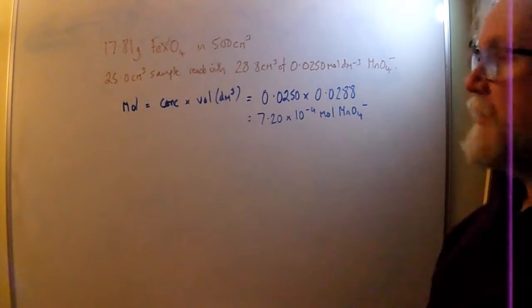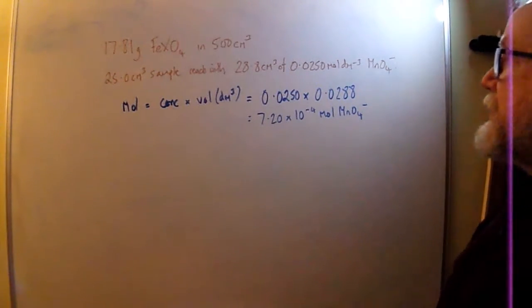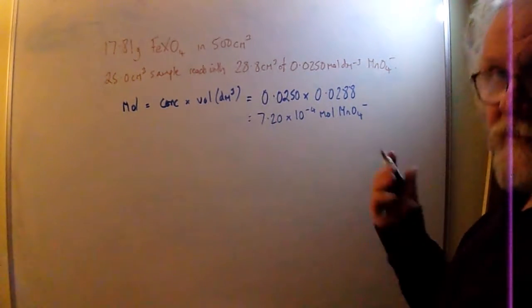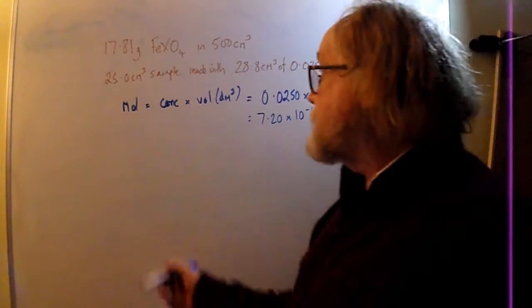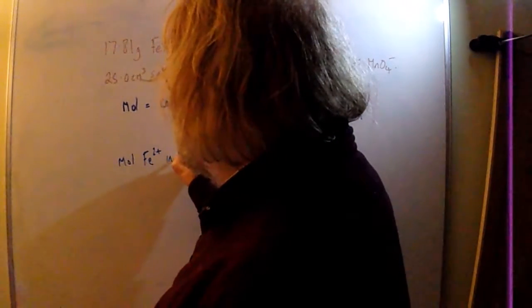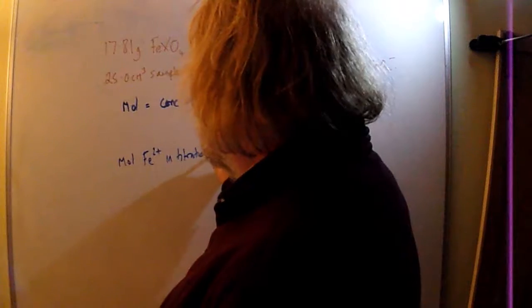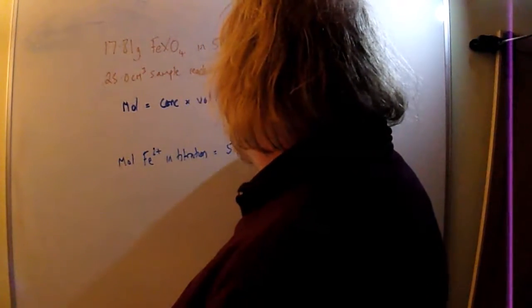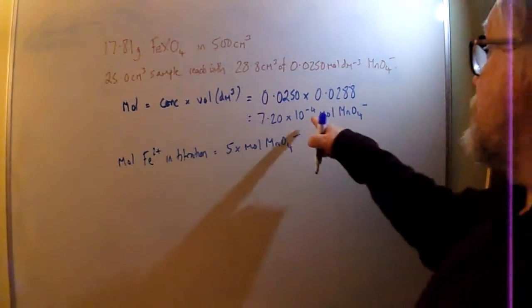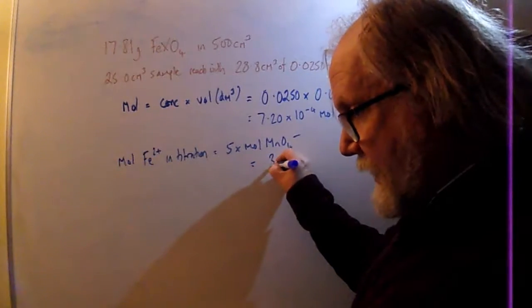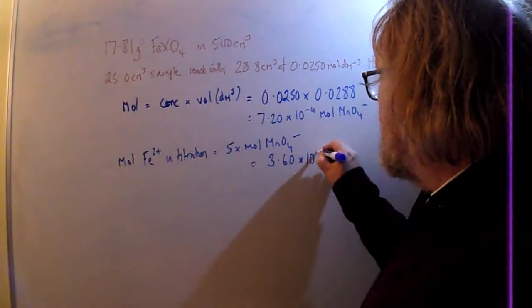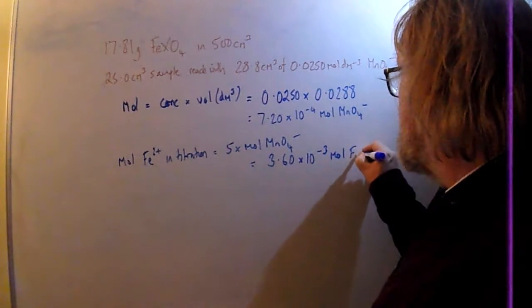Okay, now again, the next step, you know what to do, which is that you've got the equation, we just worked it out a minute ago, and it told us that for each mole of MnO4 minus you need 5 moles of Fe2 plus. So we can get the moles of Fe2 plus in the titration is 5 times the moles of MnO4 minus. That just follows from the equation that we worked out a minute ago. So we just multiply that number by 5 and we get 3.60 times 10 to the minus 3 moles of Fe2 plus.